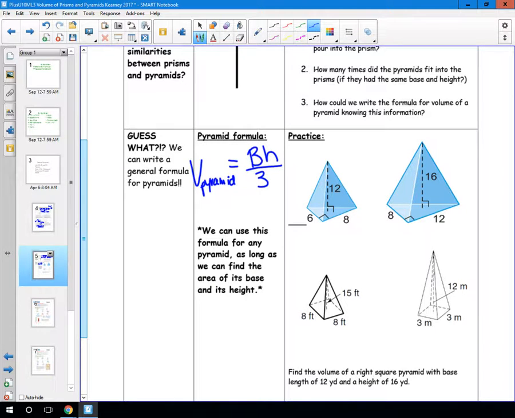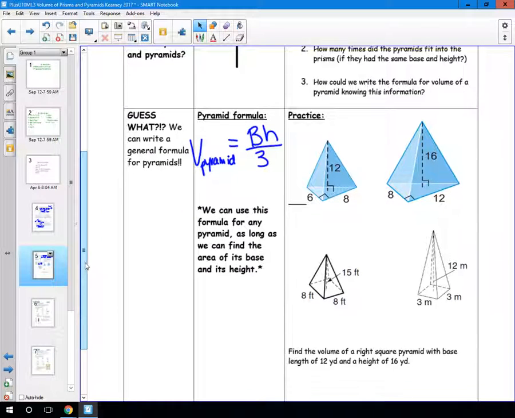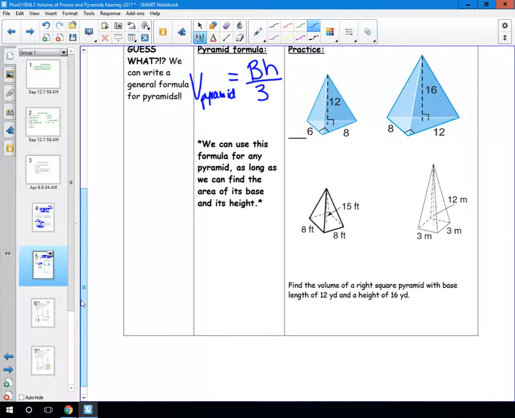Okay, so any pyramid. So think about what makes a pyramid different. A pyramid, we have that one base, but instead of the base repeating, the sides come up and connect to a point. So we're going to find that bottom layer, that one base. So let's look at this bottom one here. To find the volume is big B times height divided by 3. And like I said, I'll explain why that is when you come to my station. So first thing, we're going to find the big B.